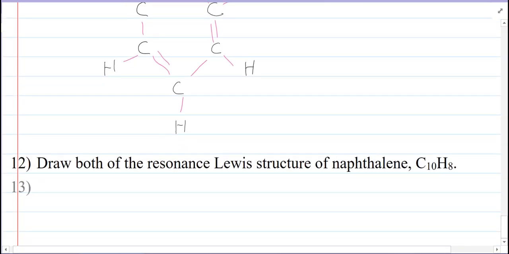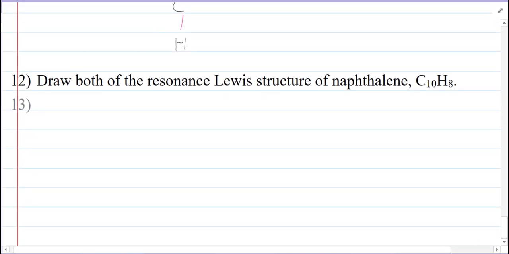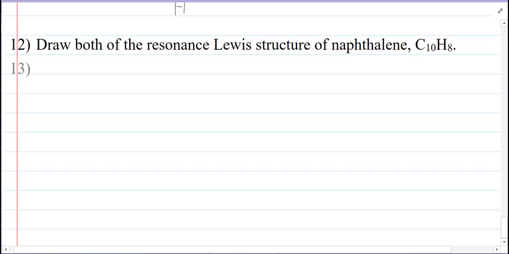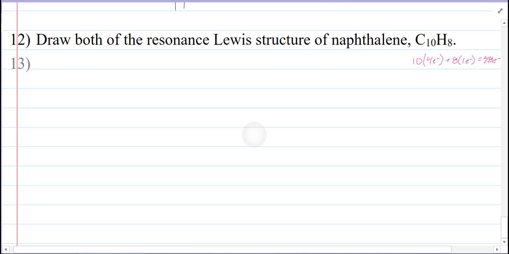The last one, naphthalene. Draw both. There's actually 3 resonance structures of naphthalene. C10H8. So we have 10 times 4 electrons plus 8 times 1 electron. So that's 48 electrons. And I'll just draw one of the resonance structures, but there's 3 of them. So if I have carbon, we just did this.